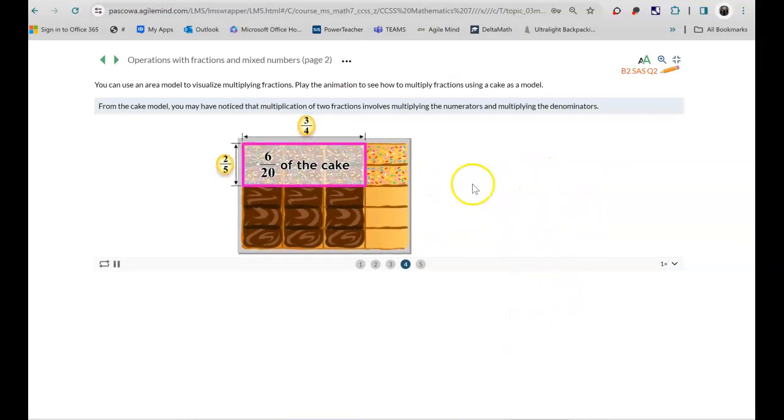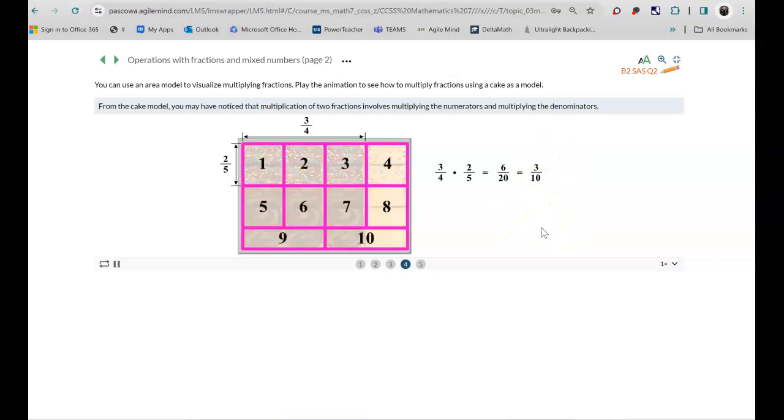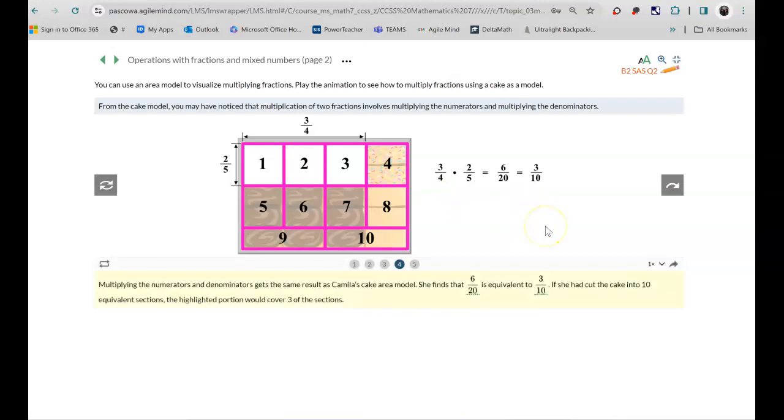Sometimes we can. So 2/5 times 3/4, or 3/4 times 2/5. That's 6/20, right? However, 6 is 2 times 3. 20 is 2 times 10. So if we divide both of those by 2, we get 3/10. And 3/10 is the amount of cake simplified that was frosted and sprinkled. So 3/4 times 2/5 is 6/20. Divide both by 2, and you get 3/10.